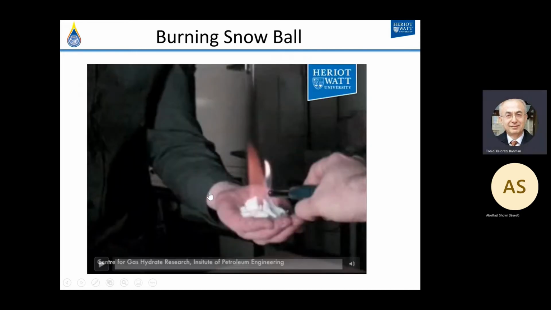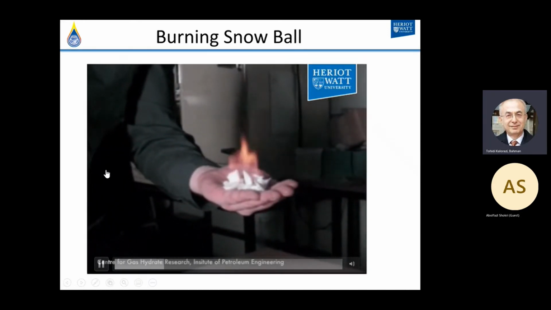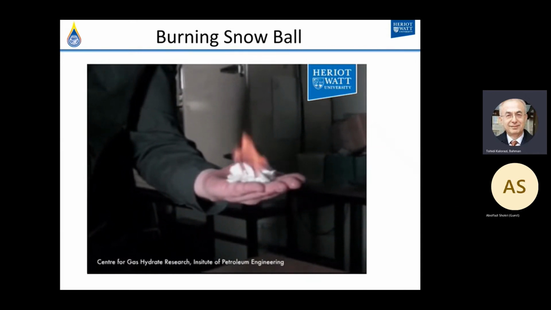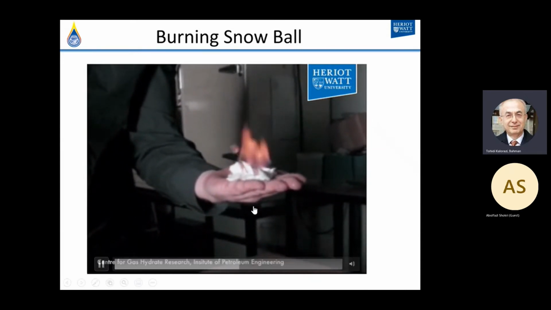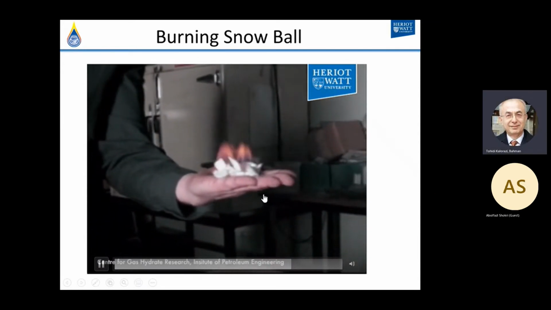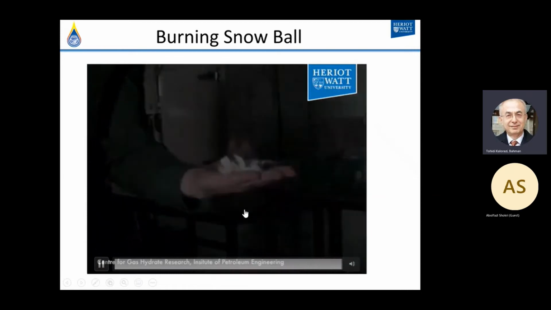Here demonstrating that hydrate is a source of energy, and you can see that hydrate is in the hand of my colleagues, and you can see that hydrate is producing gas and maintaining the flame, and you can see how the water comes out from melting hydrate. You can see the water here.